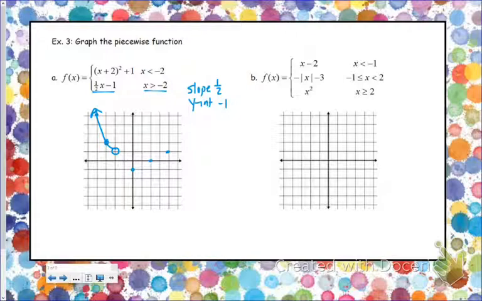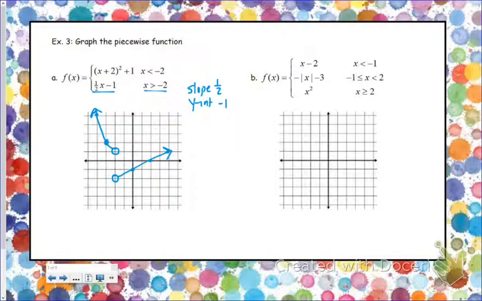And then down 1 and left 2. But I'm going to make an open circle at that point because it says x is greater than -2. Okay, it does not say equal to. So this is what your piecewise function would look like. All right, let's go ahead and look at B.